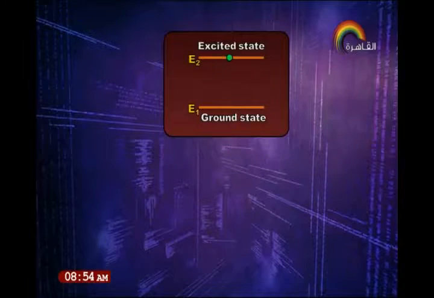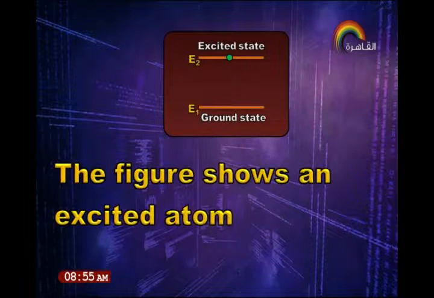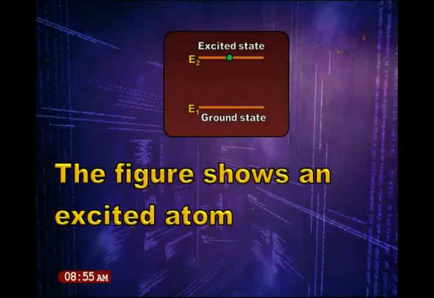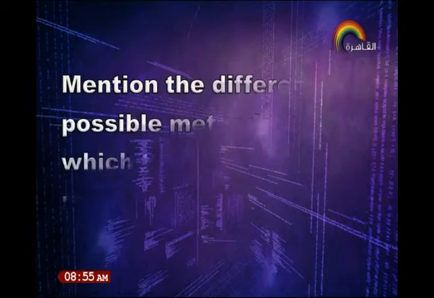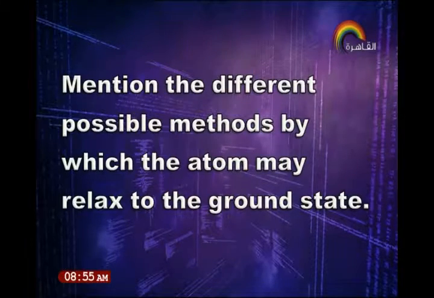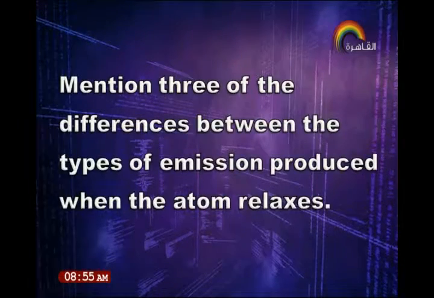And now we've got another type of question. We've got a diagram. The figure shows an excited atom already found in A2. Okay, and what about the question? Mention the different possible methods by which the atom may relax to the ground state. Then mention 3 of the differences between the types of emission produced when the atom relaxes.